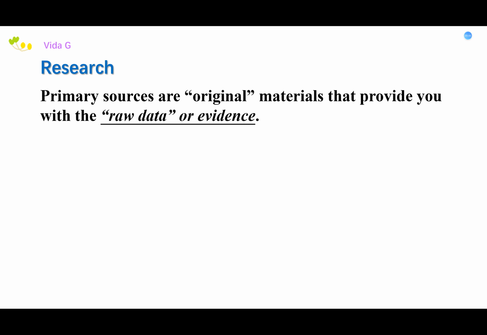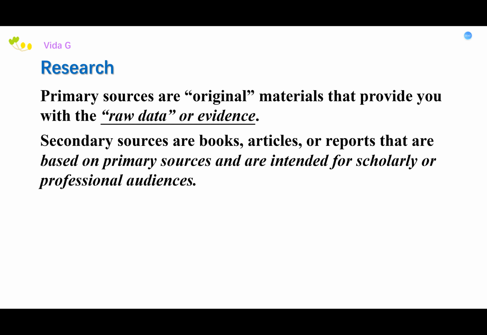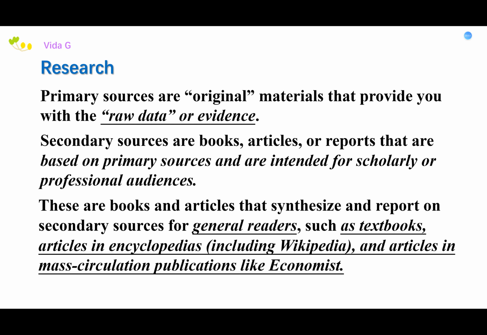First, you have to do research. There are three types of sources. Primary sources are original materials that provide you with raw data or evidence. Secondary sources are sources for professional audiences. And tertiary sources are the sources for generalists, such as textbooks, Wikipedia, or articles in mass circulation publications by economists.